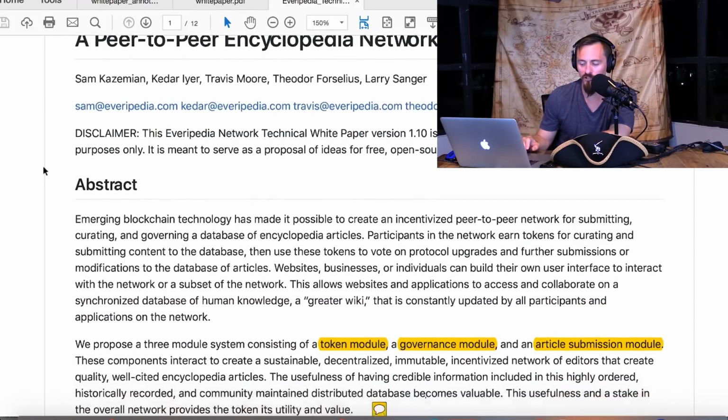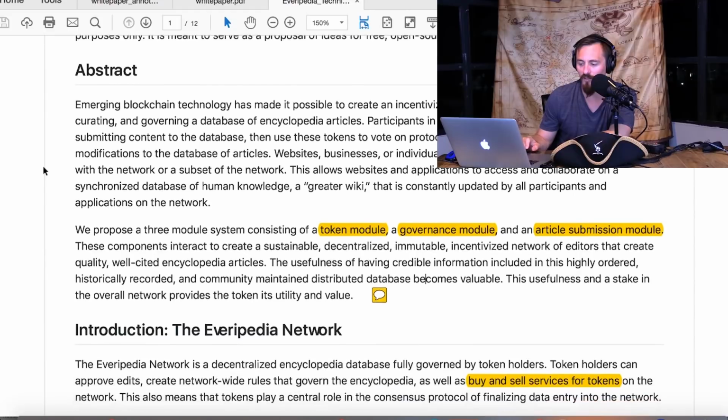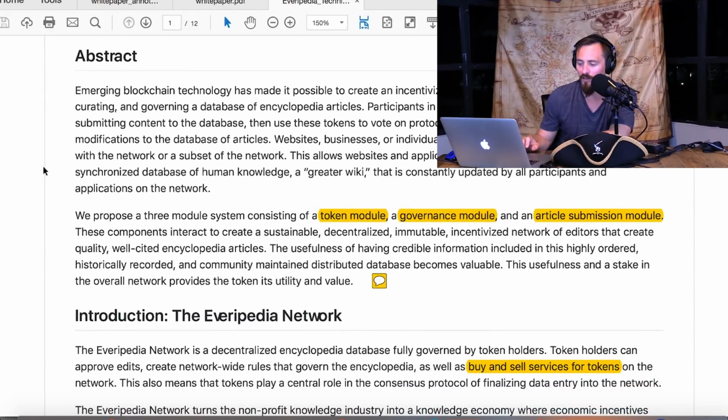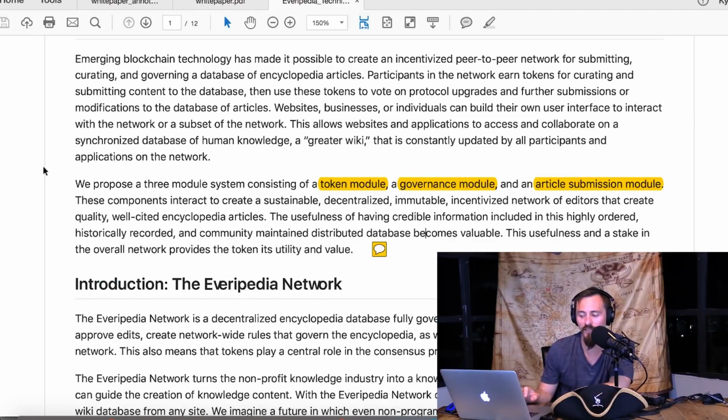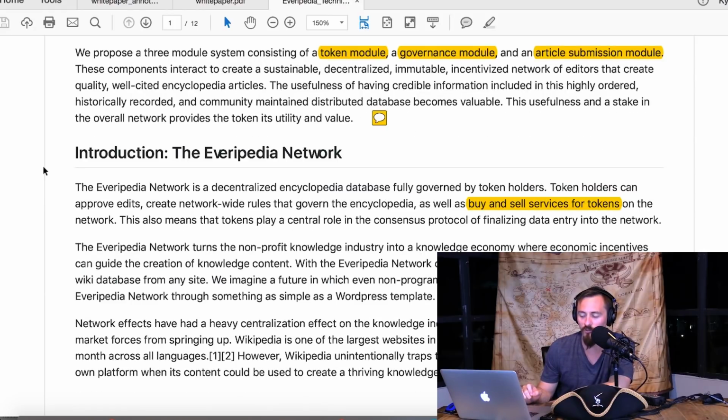Okay, so the first major section is the abstract, where they go over a summary of what they're trying to do from a very high level. It is interesting here that they say they are splitting it up into 3 modules: a token module, a governance module, and an article submission module. Just by looking here that they are going to be having a token module, that gives you a little bit of a hint that they are going to be issuing their own tokens on the EOS network.